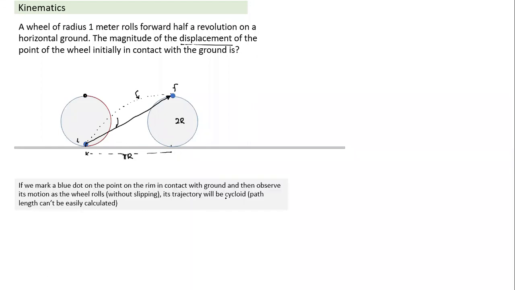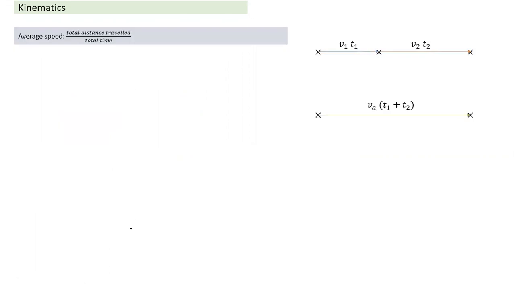Okay, and the trajectory is called a cycloid. Path length cannot be easily calculated. Mathematically it is possible, but not within our purview. Okay, so this can be done. Now coming to a very simple one, distance, displacement, average speed.